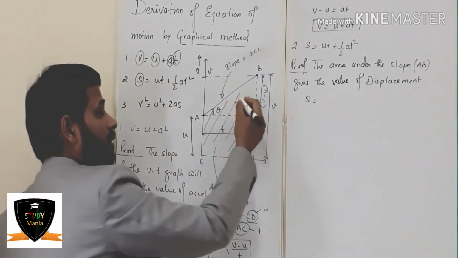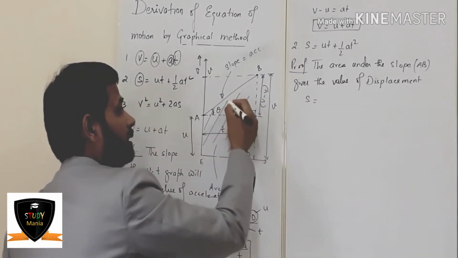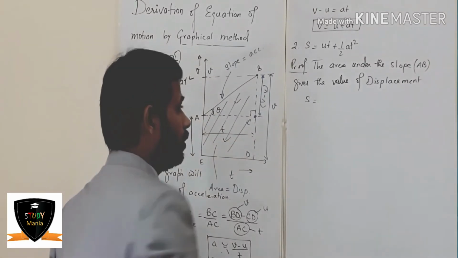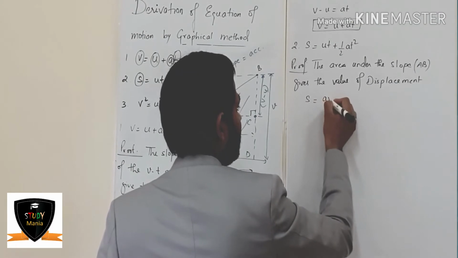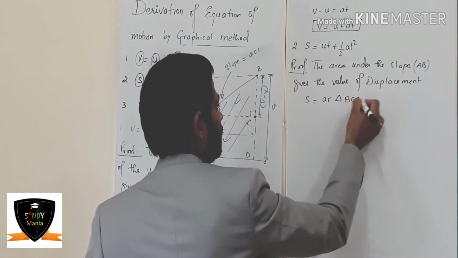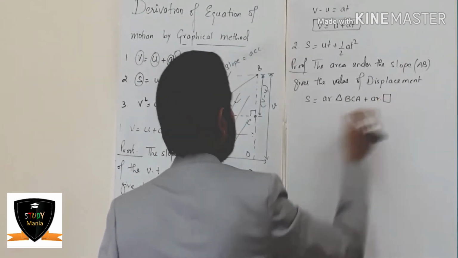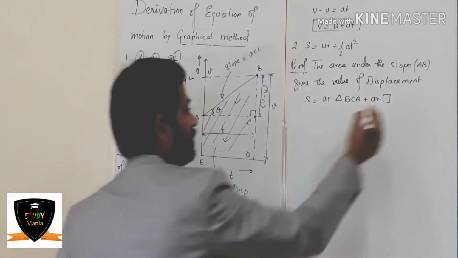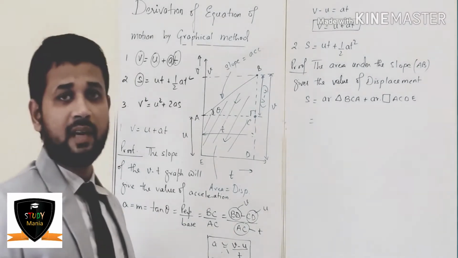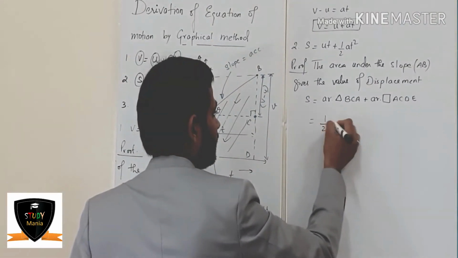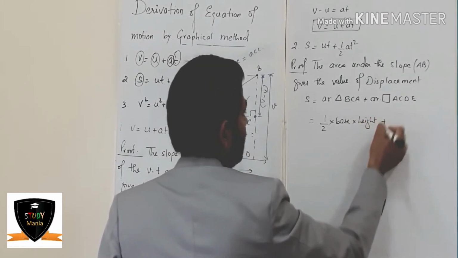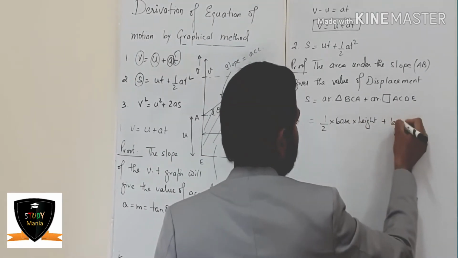You can easily observe this is a right angle triangle, and the lower side is a rectangle. So you can calculate the displacement as area of triangle BCA plus area of rectangle ACDE. What is the formula of a right angle triangle? Half into base into height. And area of rectangle, length into breadth.